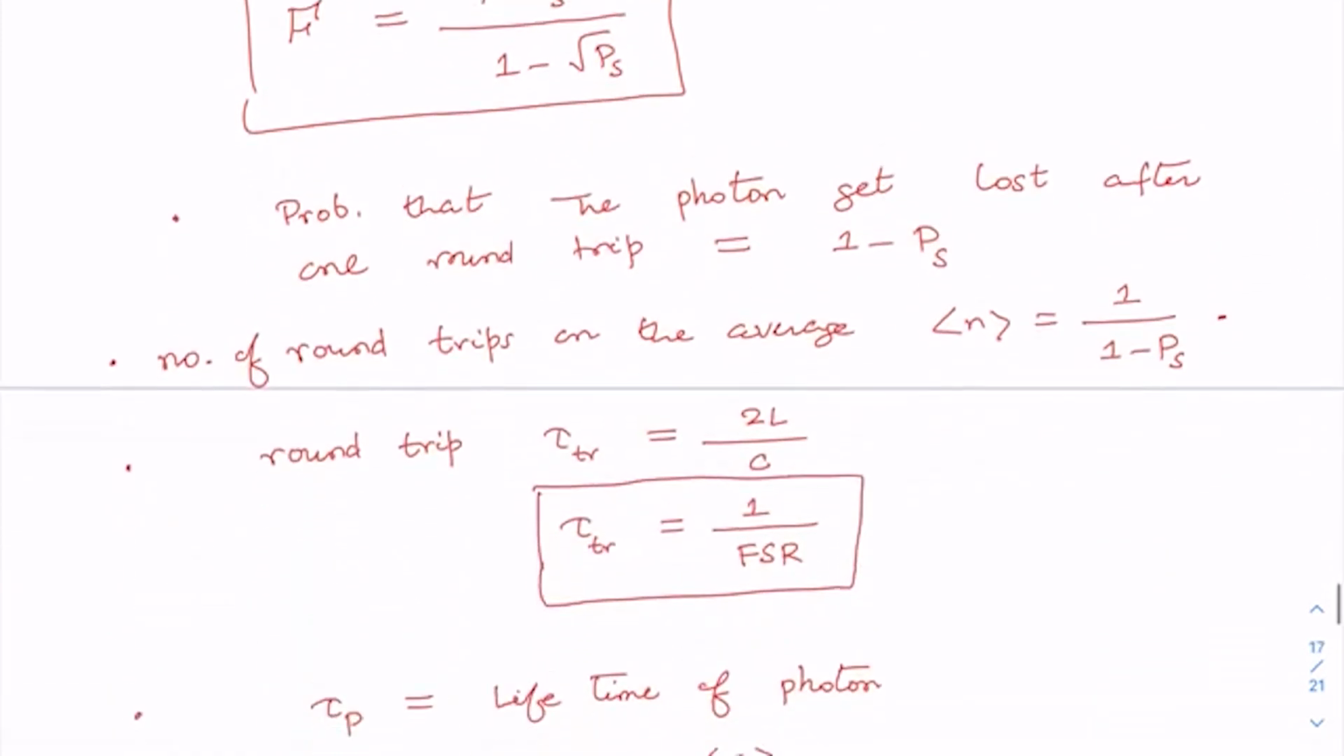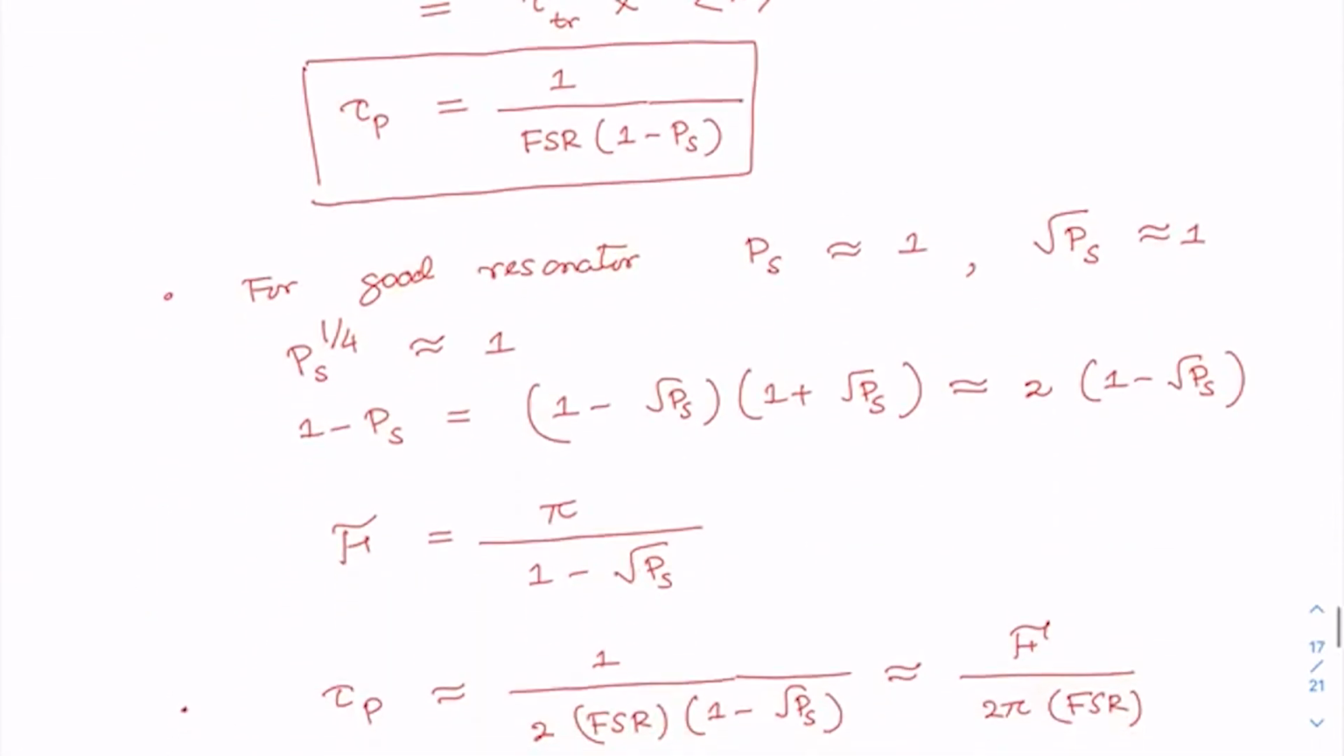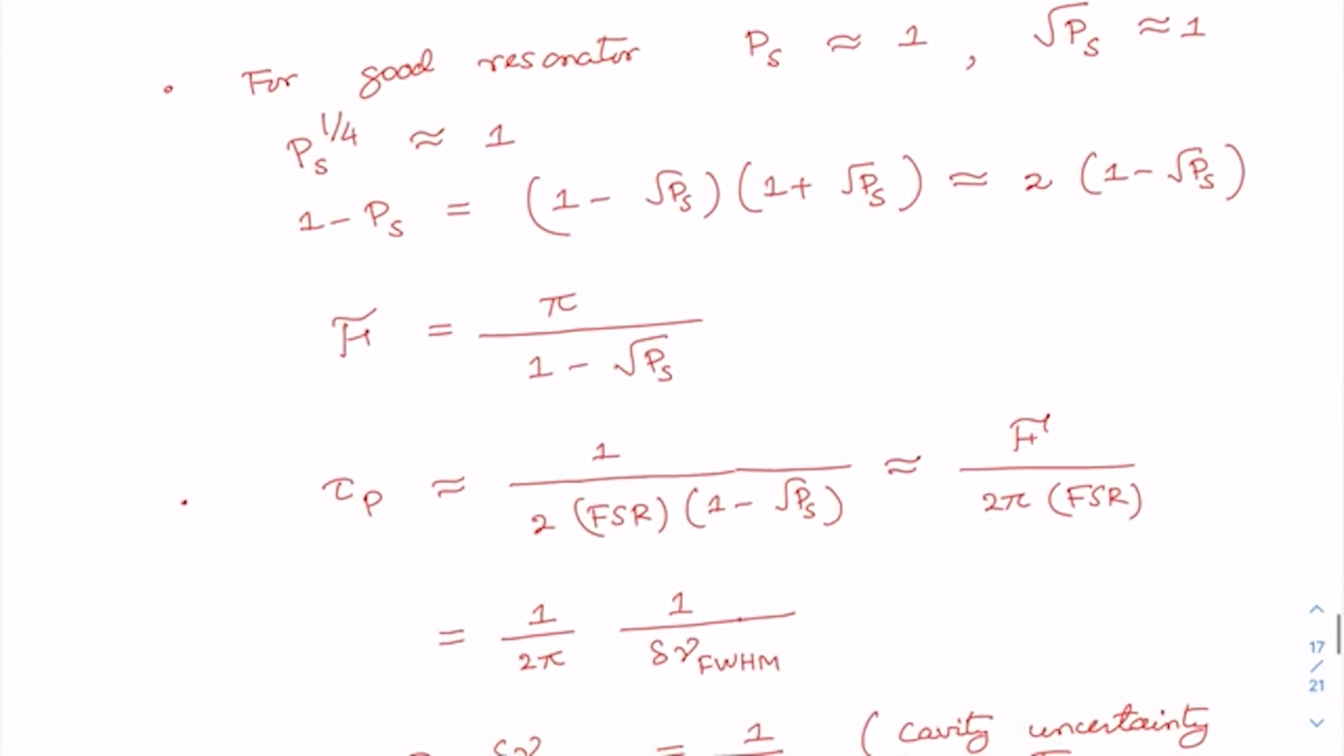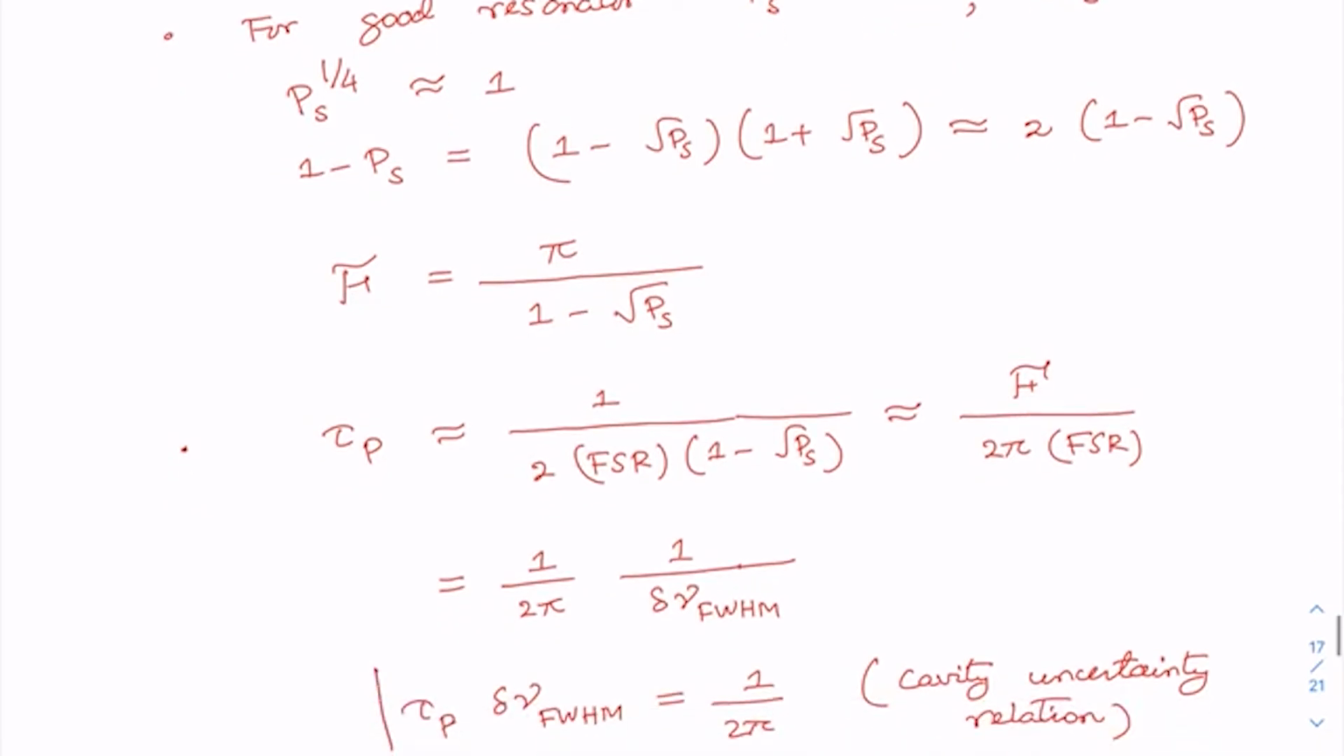Under that approximation, we worked out the photon lifetime, and we found an interesting relation called the cavity uncertainty relation, which says that the product of the cavity lifetime and the bandwidth is equal to 1 by 2 pi. This is an important relation. It tells us that if the bandwidth, the full width at half maximum, is very small, then the photon lifetime would be larger.